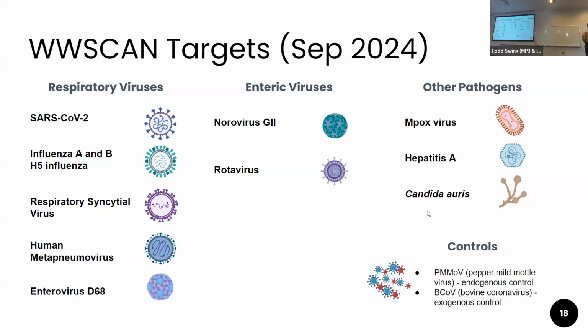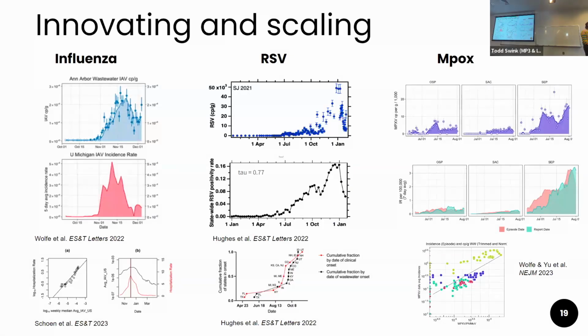So we're running all of these on every single sample that we get. And then we're also doing kind of additional, like I said, research to figure out what are some other things that we can monitor in wastewater. So here are some examples of things that we've done, the innovating and then the scaling on.